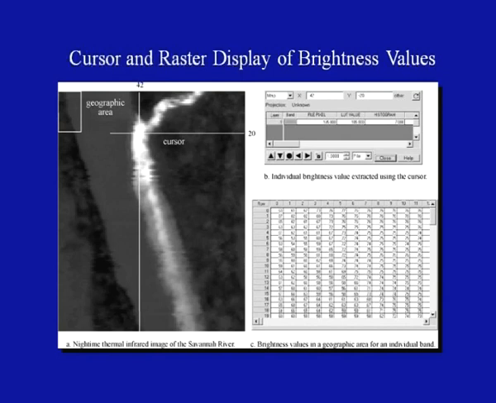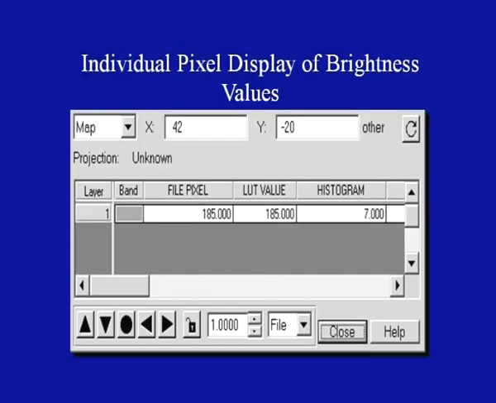This particular slide shows that a cursor has been placed at a particular location in the image, and corresponding to this, the next window shows the location of the pixel. At the top, x is equal to 42, which means this is the number of the column we are looking at, and y, where the value is minus 20, tells us this is the number of the row. Below that, the brightness value of this particular point is indicated, and the number of points in the histogram, that is, the number of occurrences of this particular value in the whole image, is also provided.